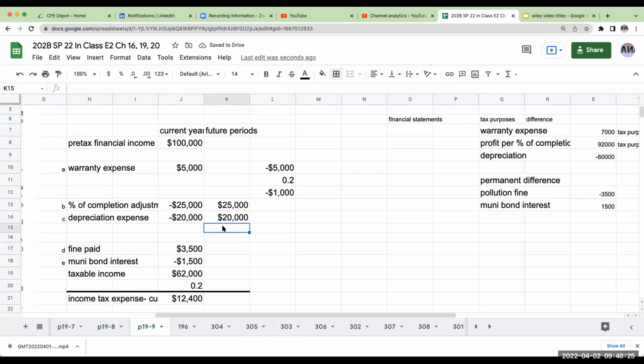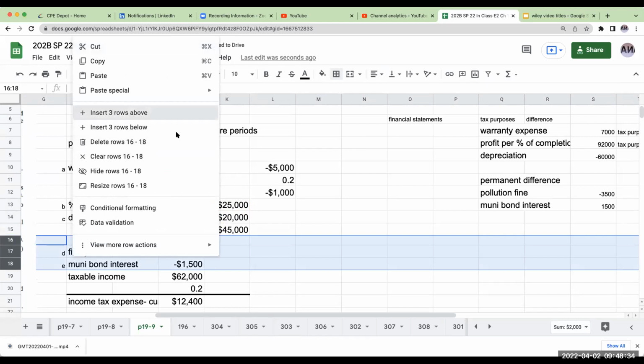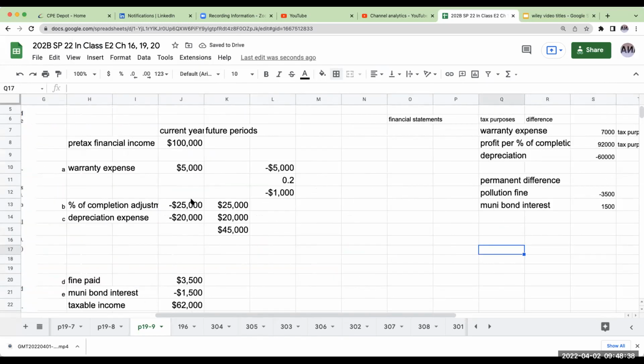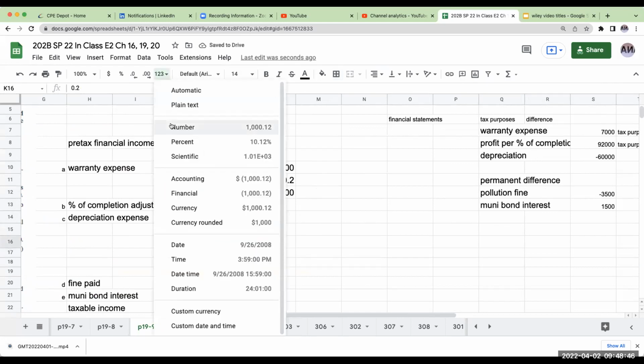So when we look at the percentage of completion adjustments plus the depreciation expense, this is 45,000. This is going to be a liability. Why is it a liability? I'm not paying tax on it now. I'm going to have to pay tax on it later, though. So my tax rate is at 2%, or excuse me, 20%.